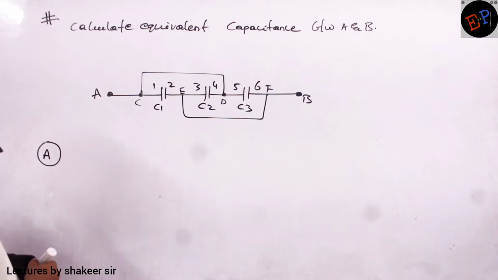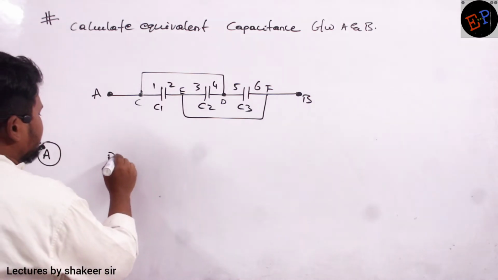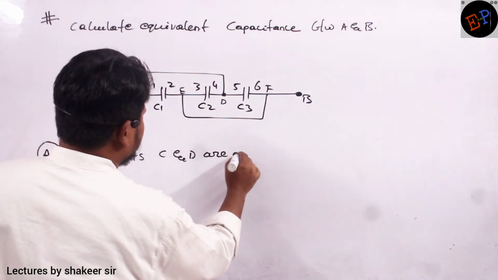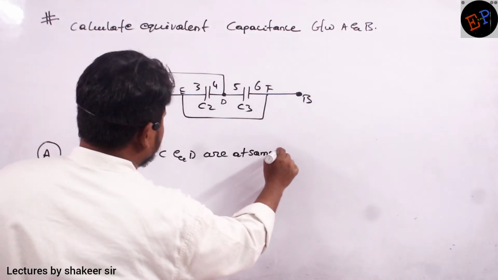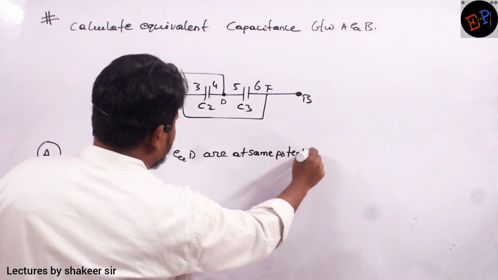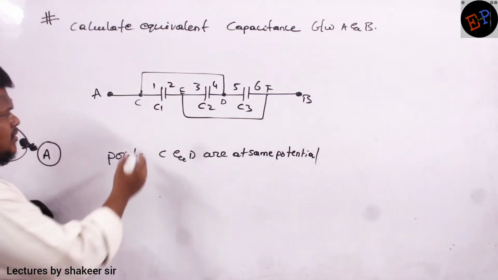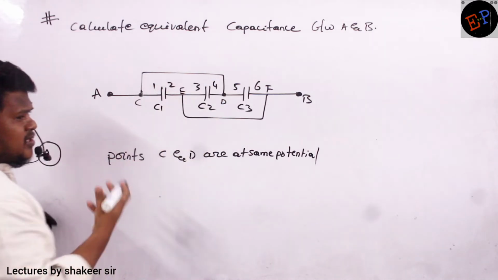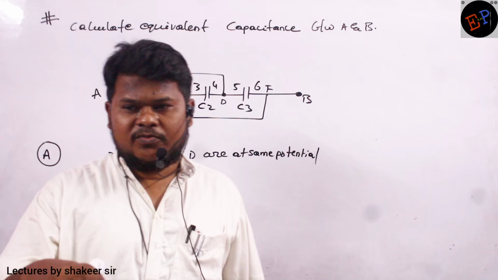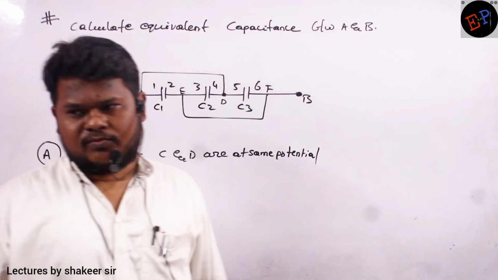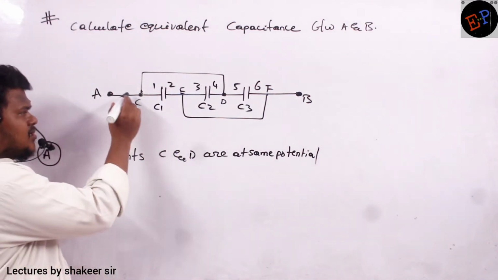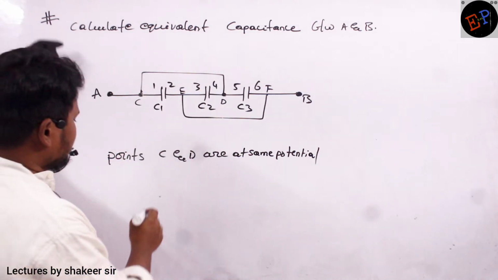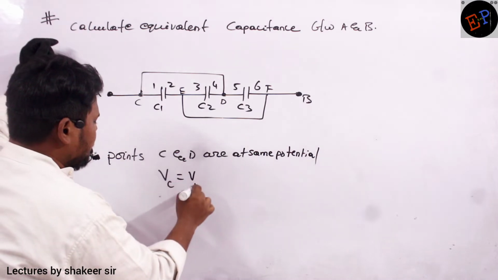Are you able to understand, ma? So therefore, what I can say, points C and D are at same potential. Okay? Have you understood why they are in same potential, ma? Because between C and D, there is no component which consumes potential. So what is the potential existing at point C? Same potential must exist at point D also. So potential at C must be equal to potential at D.